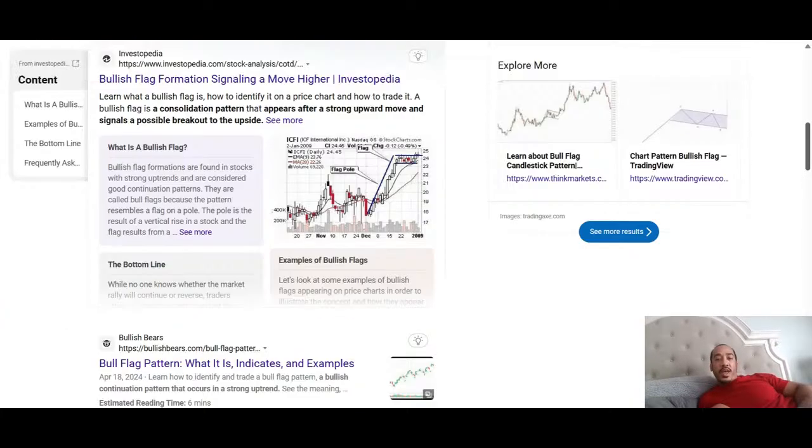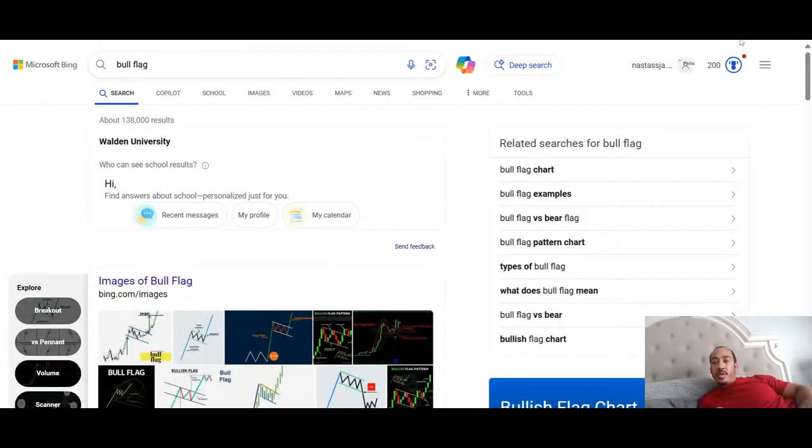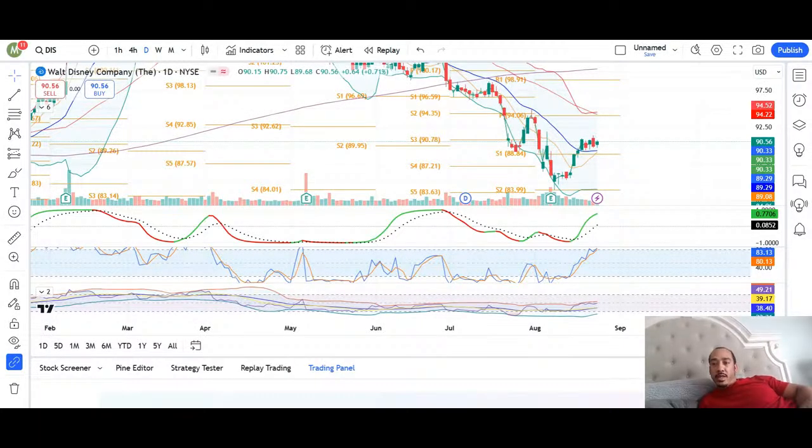But a bull flag is basically when, hold on, let me make sure y'all can see this. Let me go back to the chart. So that's a bull flag. When you enter a bull flag in a trade, let me go back to Disney. When you enter a bull flag in a trade, you want to wait until it breaks this line right here, right? It's not a confirmed bull flag until it breaks the top.